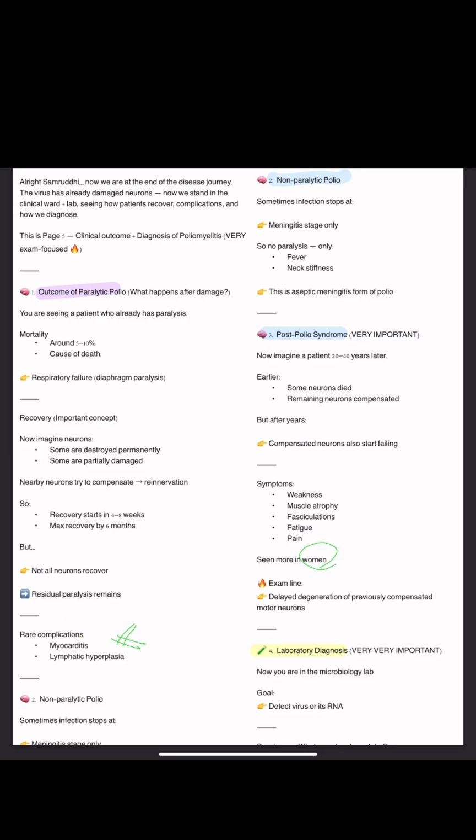Non-paralytic polio: sometimes the infection stops at the meningitis stage only. So there is no paralysis, only fever and neck stiffness. And this is the aseptic meningitis form of polio. Post-polio syndrome: we have seen a patient comes 20-40 years later, and earlier some neurons had died, and the remaining neurons had compensated.